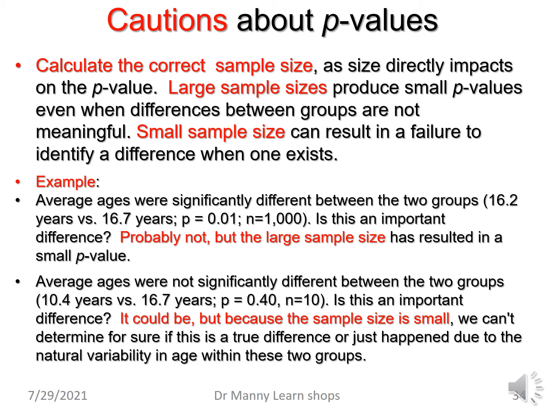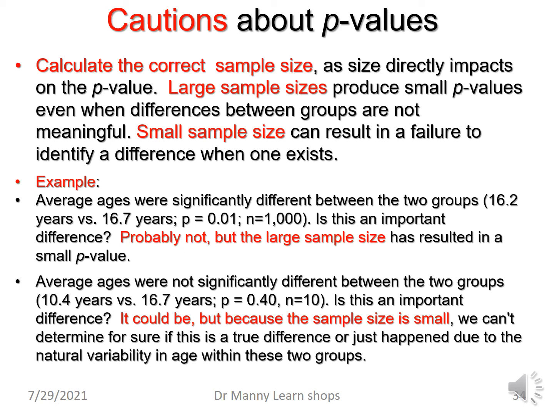So for example, average ages were significantly different between the two groups, 16.2 years versus 16.7 years, p equals 0.01, n equals 1000. Is this an important difference? Probably not, but the large sample size has resulted in a small p-value.